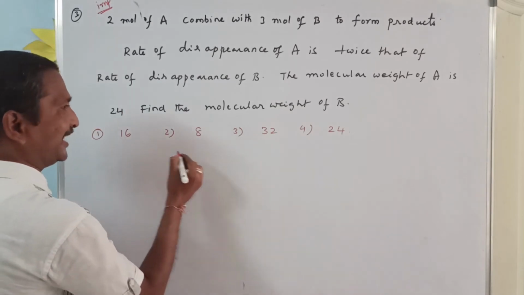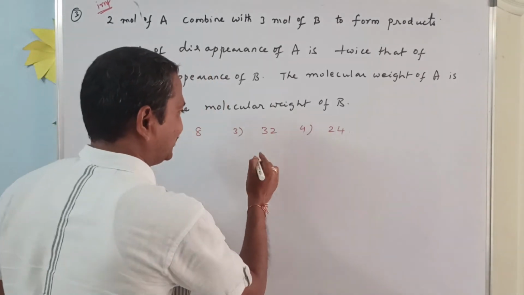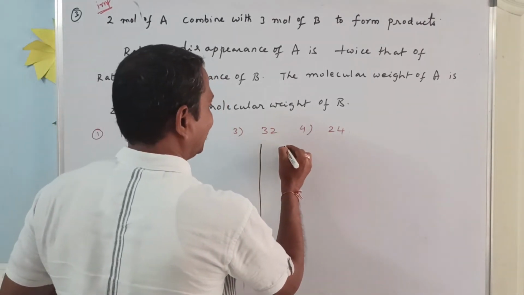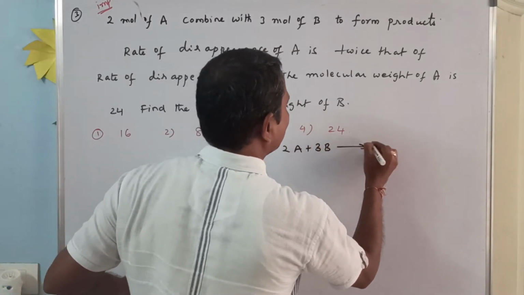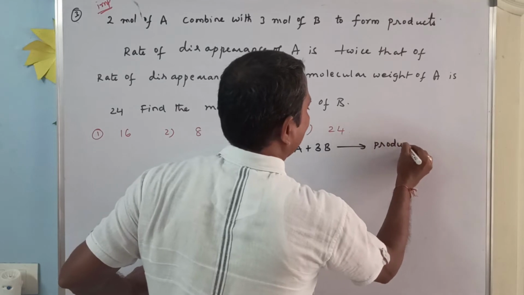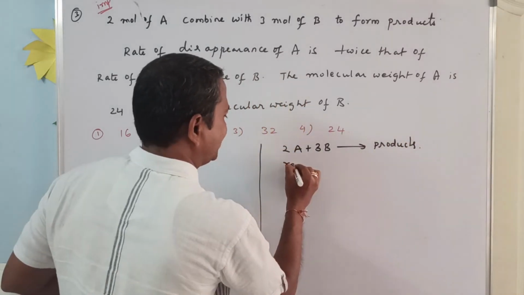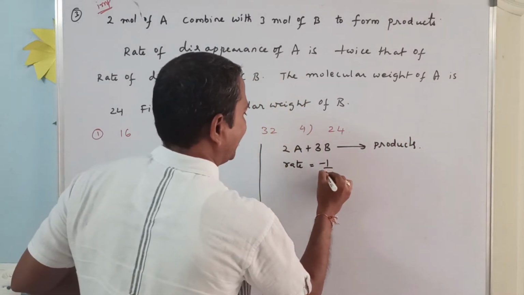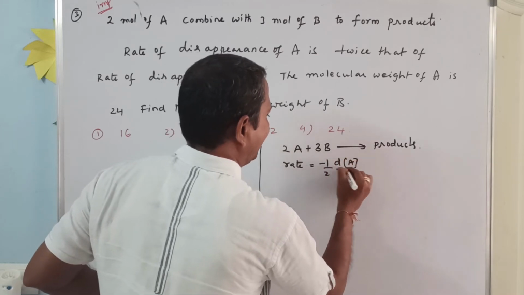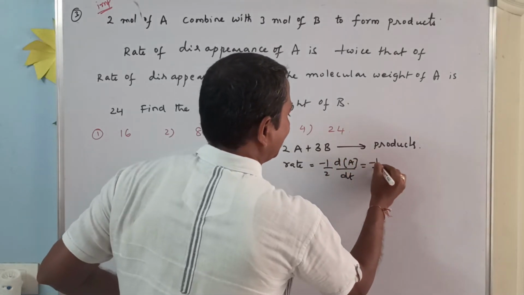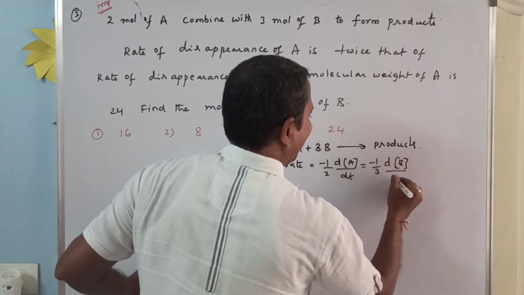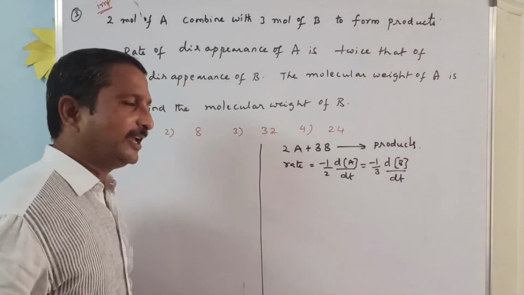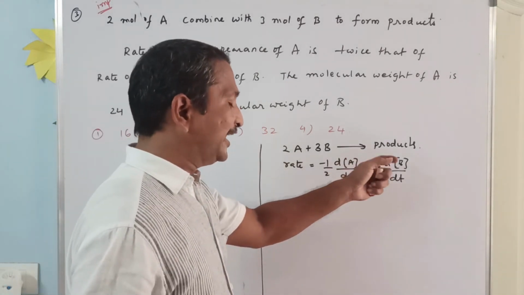First we should write the rate. See this one. 2A plus 3B gives rise to products. Clear all of you? Now rate is equal to minus 1 by 2 d of A by dt, that is equal to minus 1 by 3 d of B by dt. Okay, we should write the relation between A and B.